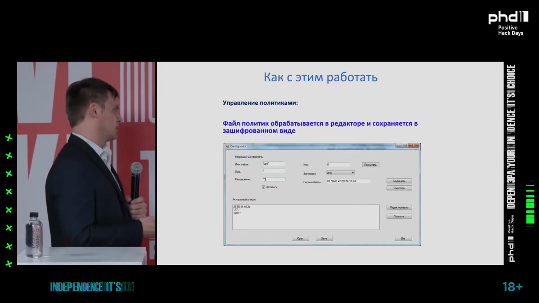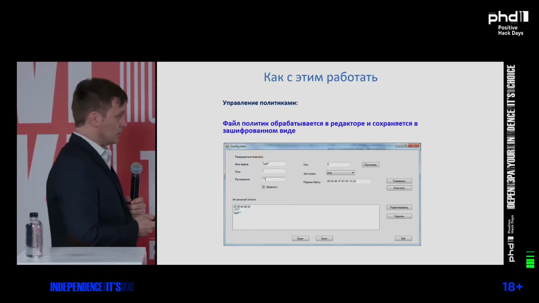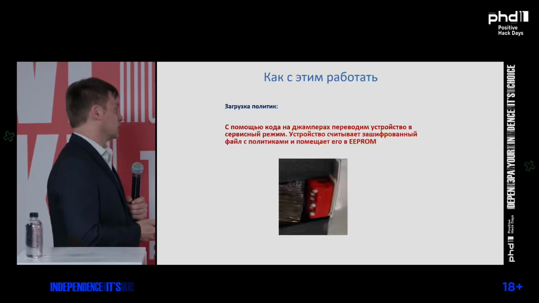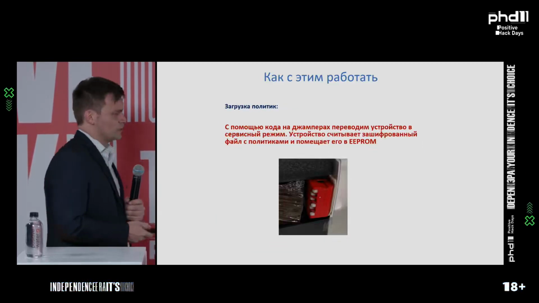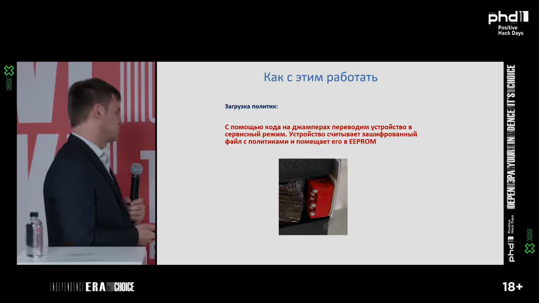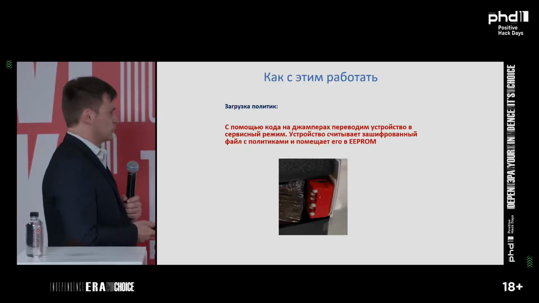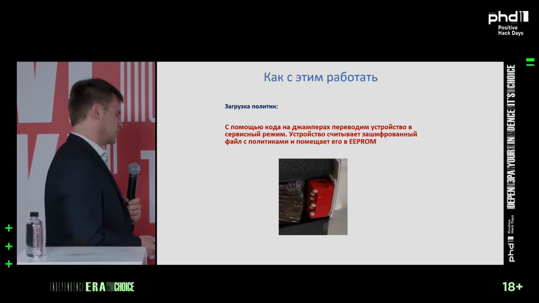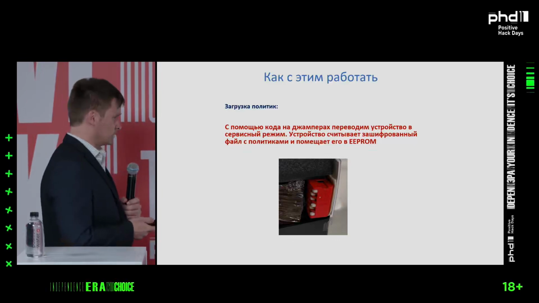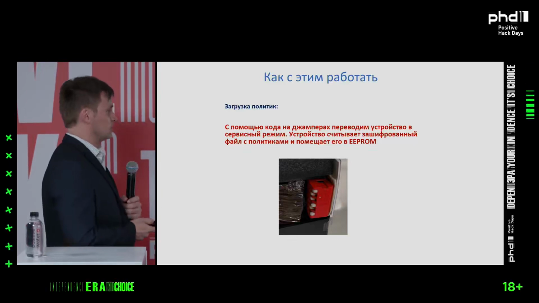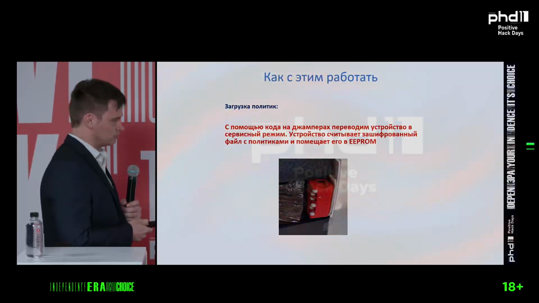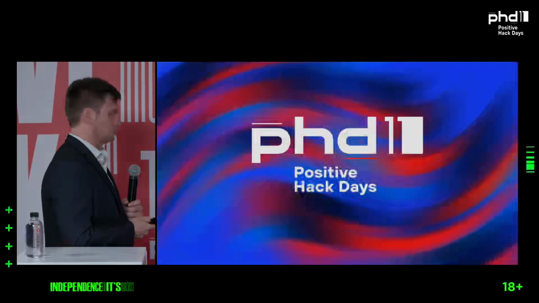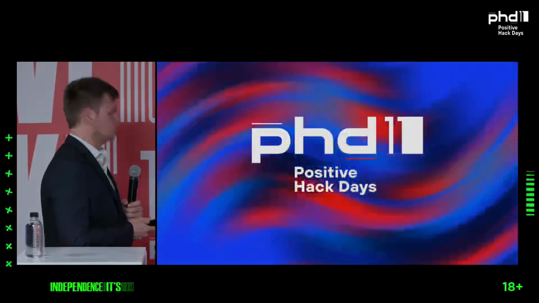Then we keep these policies, and how do we send them to the device? It is sent in an encrypted file, which is written on a USB drive, and on the device we have jumpers. We have 64 options of putting the jumpers. We set the code, the device goes to the service mode, this file is read and decrypted, and all of the policies are stored in the flash memory.